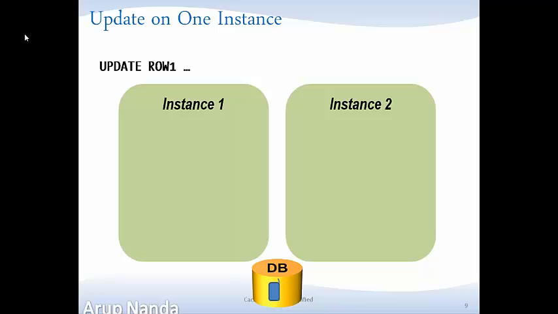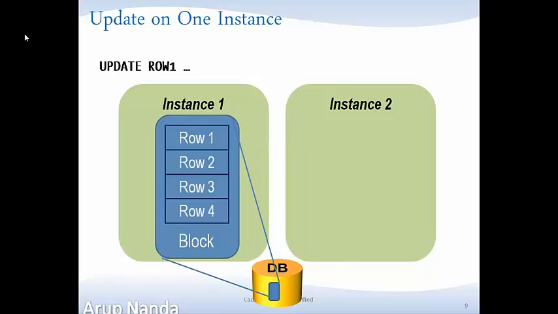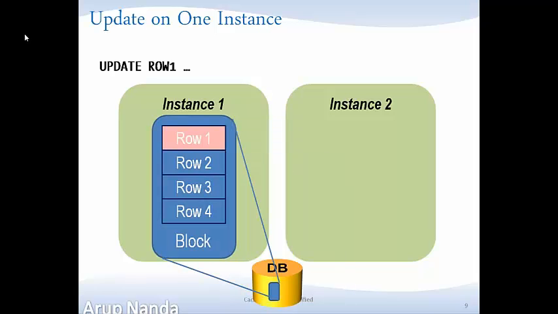Let's say somebody connected to instance number 1 says, update row number 1. What happens then? First thing, Oracle has to get that block into the buffer cache. So it goes into the buffer cache of instance number 1. But I'm updating row number 1, therefore Oracle updates row number 1.